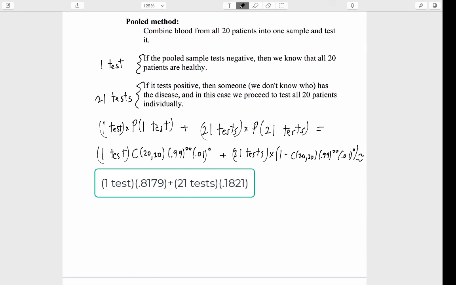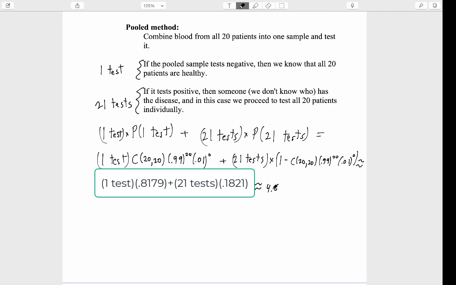We might have to do one test, we might have to do 21 tests, but the good news is there's actually quite a high probability that we only need to do one test. And so when the number 1 is weighted by its probability, that drags the overall weighted average down quite a bit. 21 is being multiplied by a small probability, so it's not pulling the weighted average up very much. We compute, and this turns out to equal approximately 4.64 tests. That makes the pooled method much more efficient than the individual method, which required 20 tests.